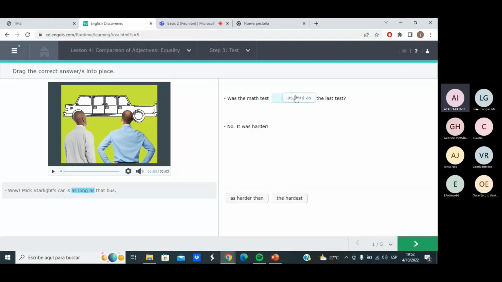And we have to choose the best option. Was the math test as hard as the last test? No, it was harder. Este estuvo más difícil. No tenemos la opción para darle check answer, solo le damos next. And at the end, we are going to see our score. Al final vamos a ver nuestro resultado.